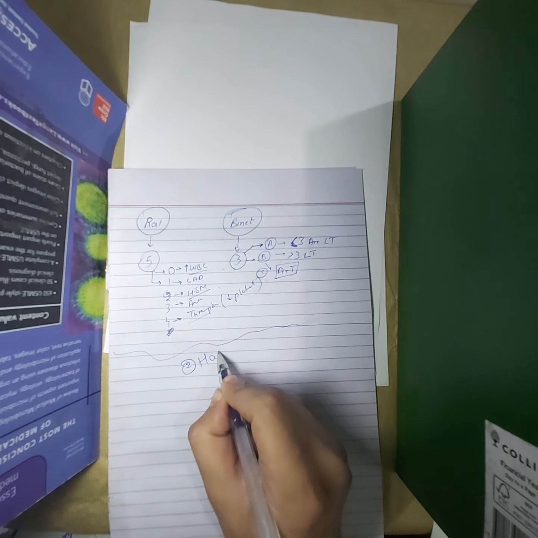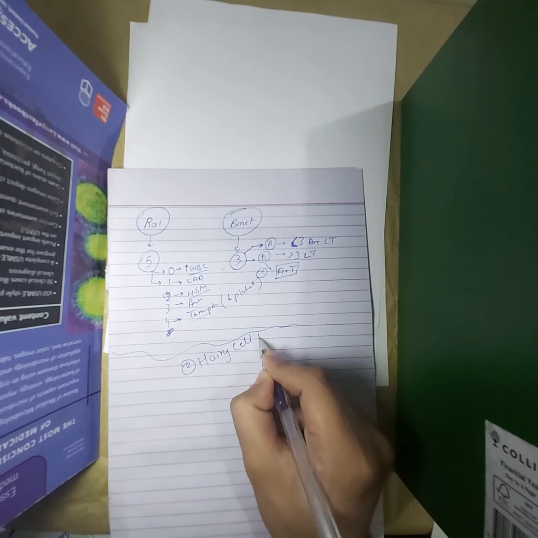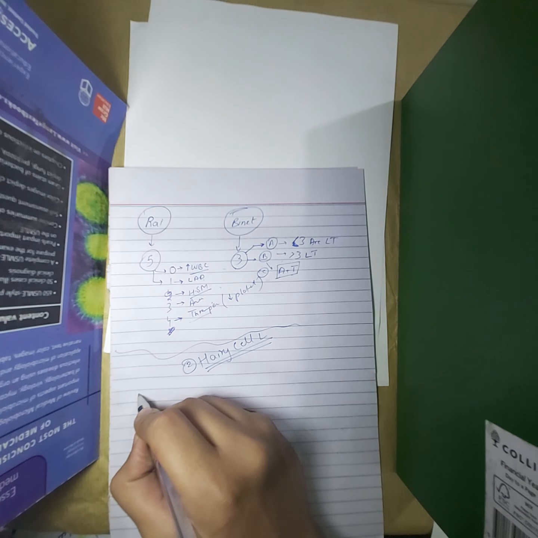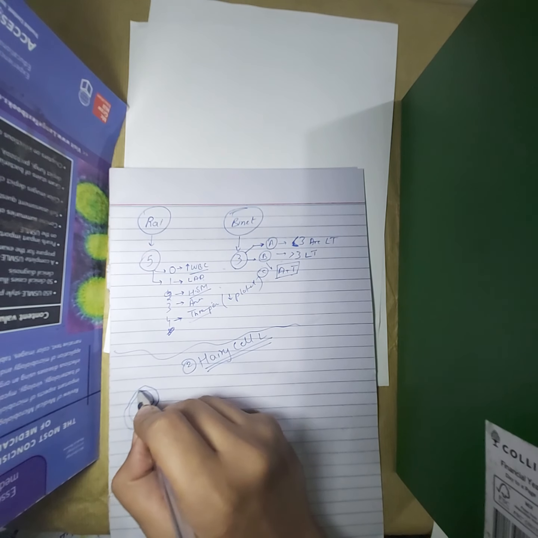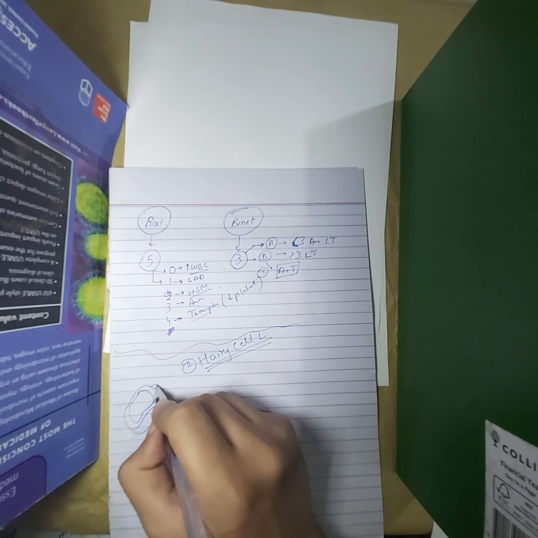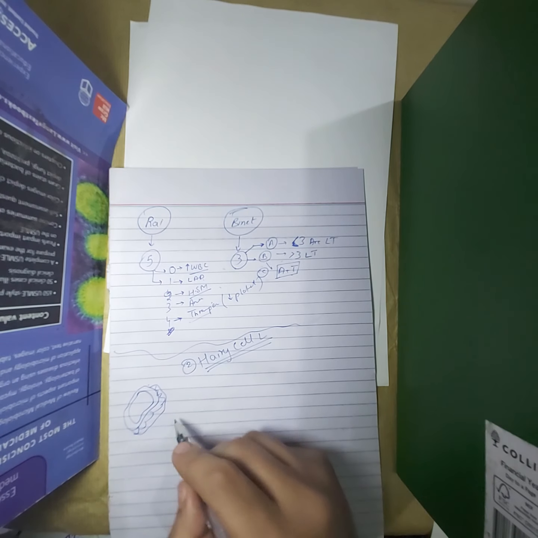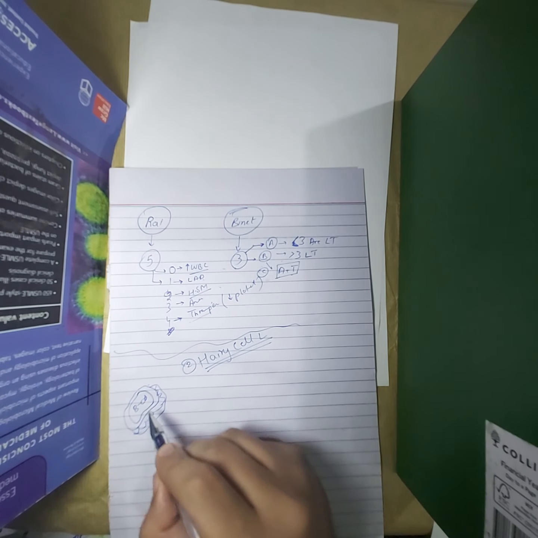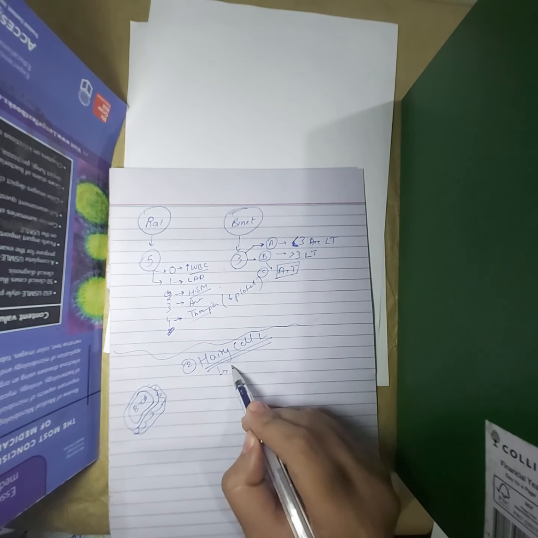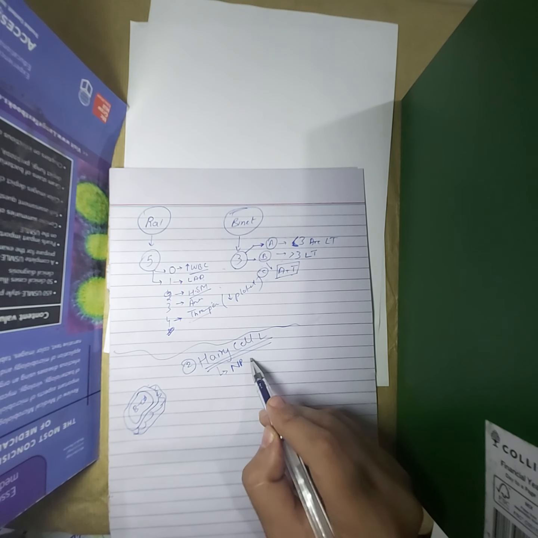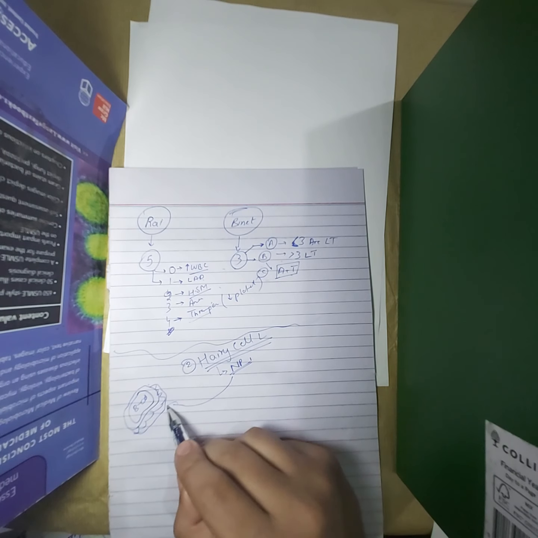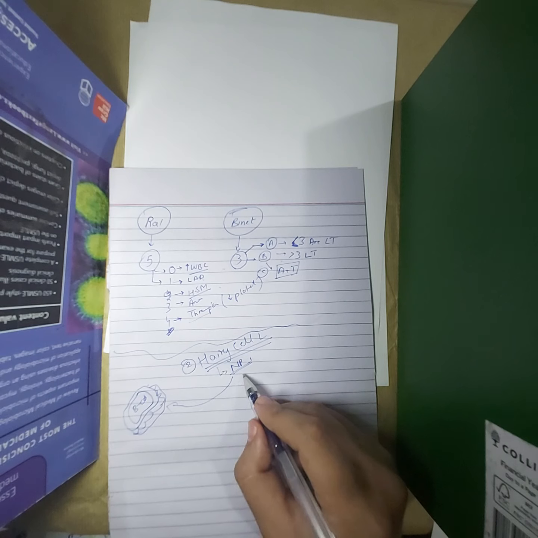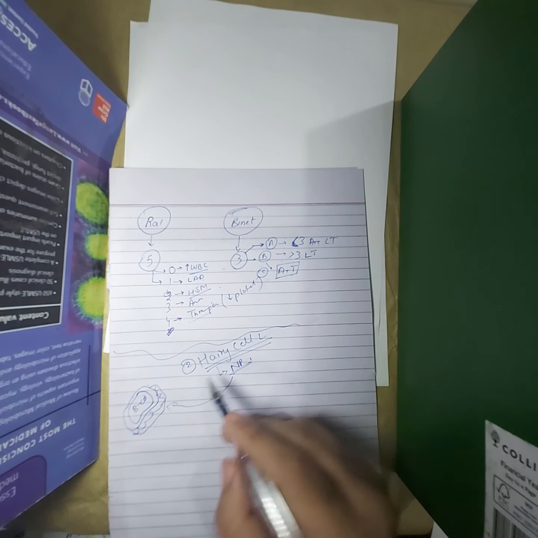What is hairy cell leukemia? Hairy cells just mean that there are hair-like cytoplasmic processes from the B cells. Hairy cell leukemia is defined as the neoplastic proliferation of mature B cells characterized by hairy cytoplasmic processes. So this is the definition of hairy cell leukemia.